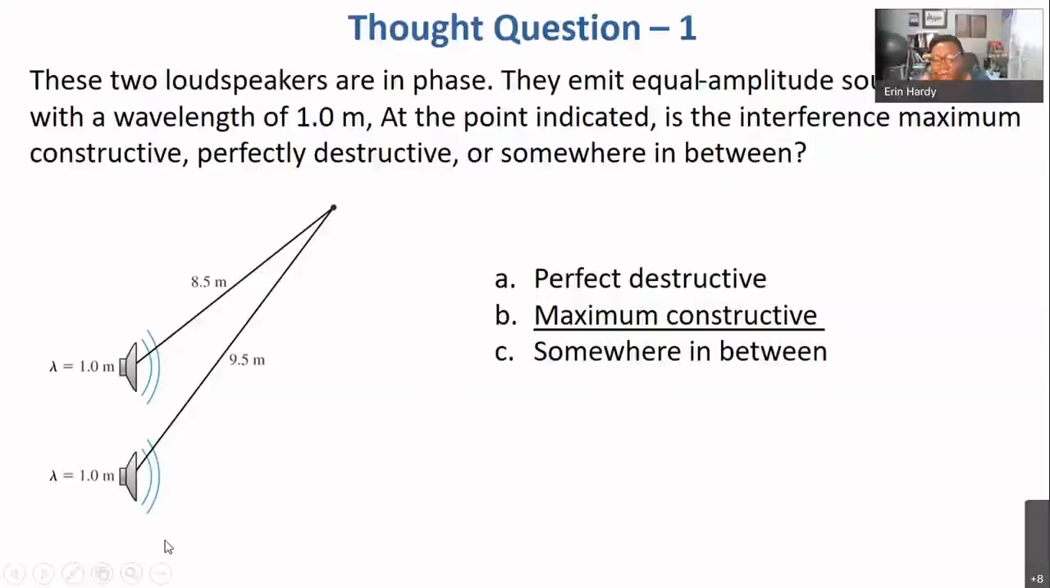And for a sound wave, this is something that's usually kind of hard to pick out in real life, but what you would experience at this location here is a sound that's a bit louder than you would experience if you found a location of perfectly destructive interference or somewhere in between.